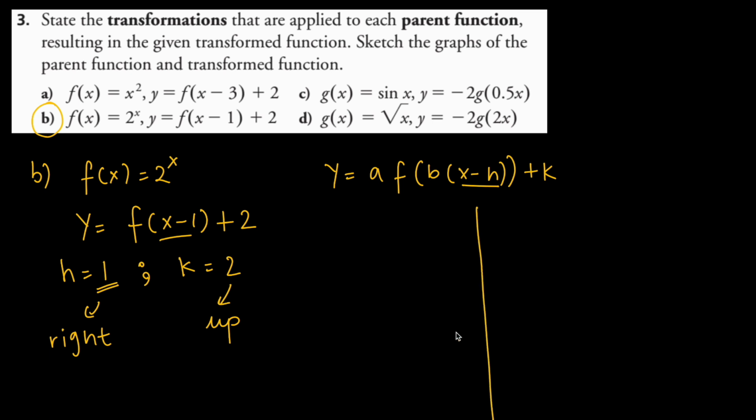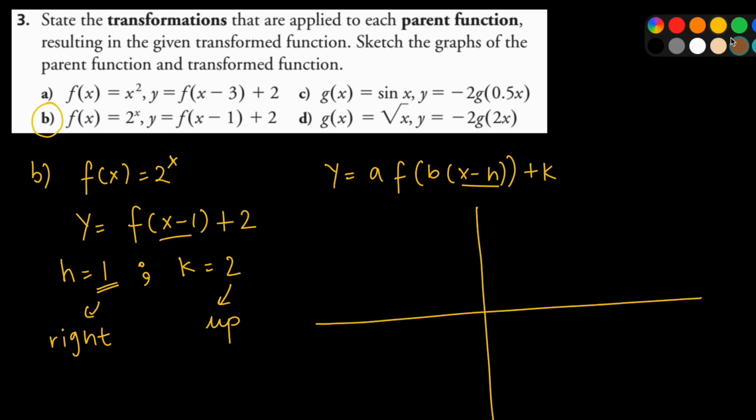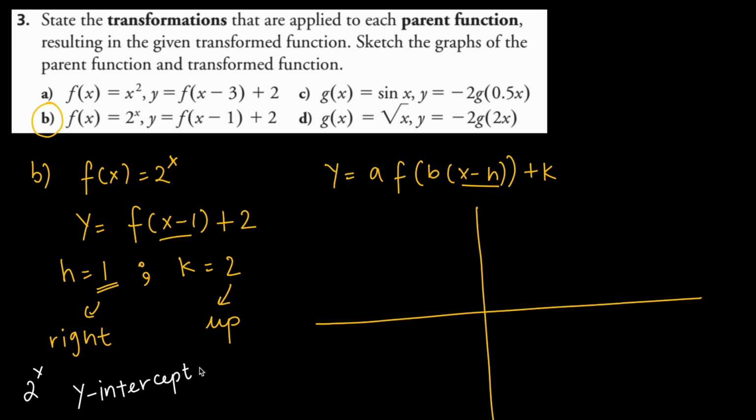Now let's move on to draw the sketch of the parent function and the transformed function. If I look at the parent function, this is 2 raised to the power x. That means this is an exponential function. If I put x equals 0, I am putting x equals 0 just to see where it is going to cut my y-axis. That means the y-intercept of the parent function, 2 raised to the power x, is when x is 0. When x is 0, 2 raised to the power 0, anything raised to the power 0 is 1. That means my parent function is going to cut the y-axis at 1.